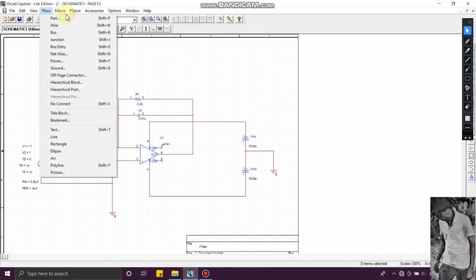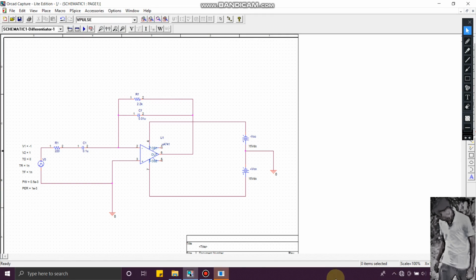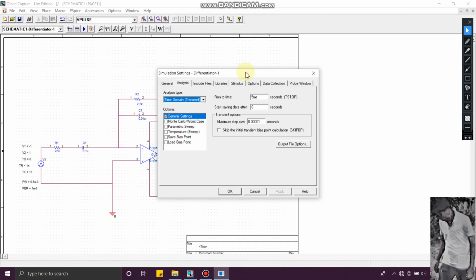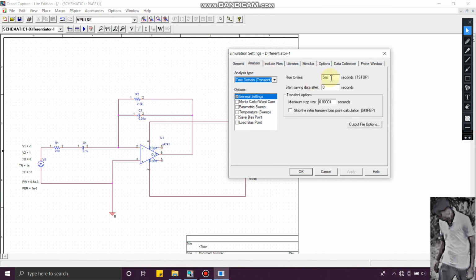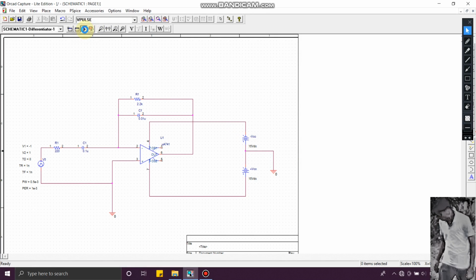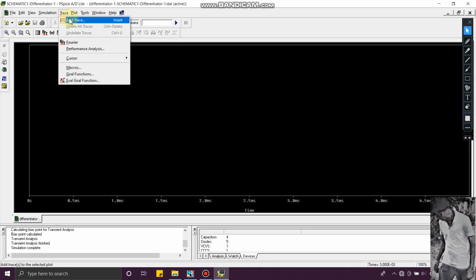Let's go to PSpice, simulation profile. I'm going to give the runtime for transient analysis. In general settings, runtime 5 millisecond. I'm going to give the step size as well. In the previous circuits we didn't give the step size, but for a smooth curve you just give the step size. I've given the step size, so I'm going to simulate now. Then you just add traces.